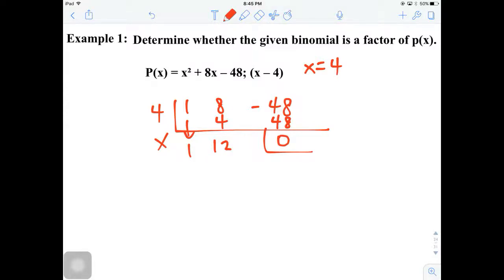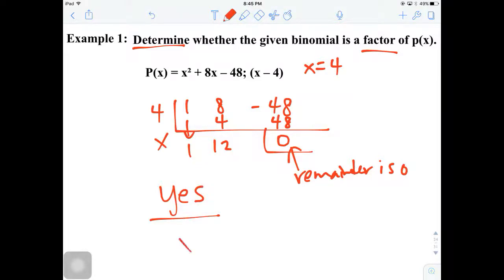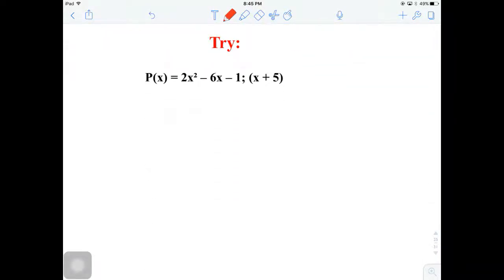Because the remainder is 0, we can answer the question. It says determine whether the given binomial is a factor. Because we have a remainder of 0, the answer is yes, x minus 4 is a factor of the polynomial. And that's the end of example 1. Why don't you go ahead and try this problem right now in the same way that we just did the other one so that you can practice this.